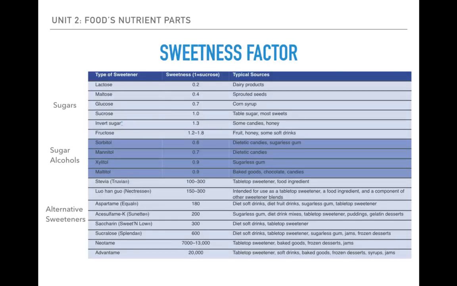And over here we can take a look at the sweetness factor within the sugars, the sugar alcohols, the alternative sweeteners. You can see alternative sweeteners have a much greater amount of sweetness per unit than sugars or sugar alcohols.